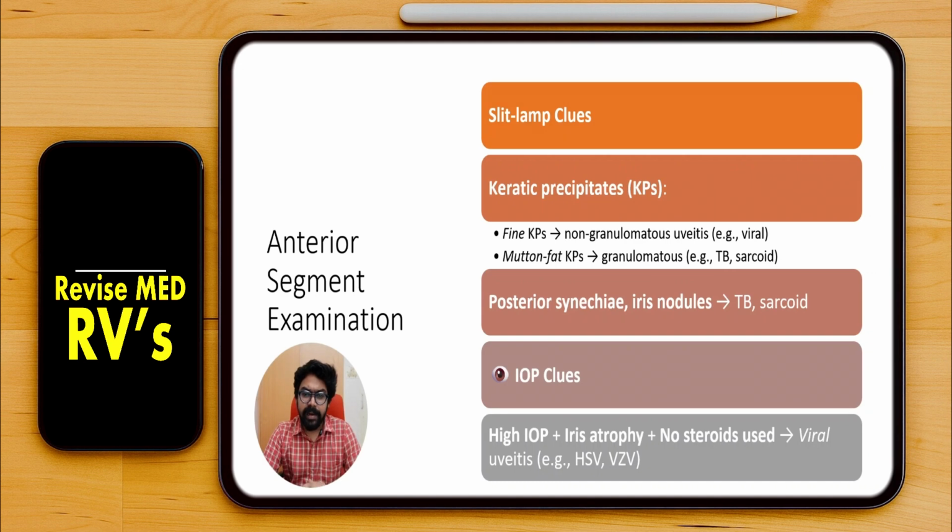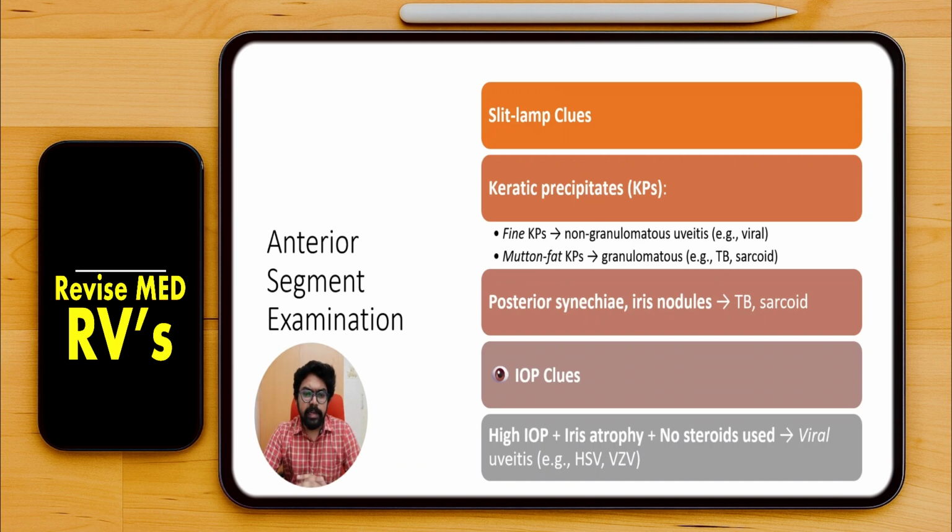And next comes the iris. In the iris, you have to look for nodules. Iris nodules can also be a clue for TB or sarcoidosis. In sarcoidosis, it will be associated with Koeppe and Busacca nodules. And the presence of any posterior synechiae also gives a clue towards sarcoidosis.